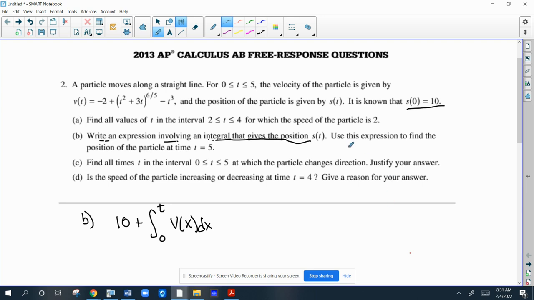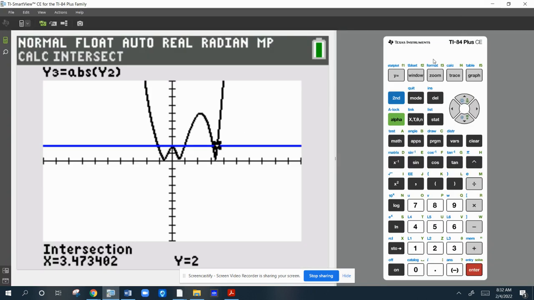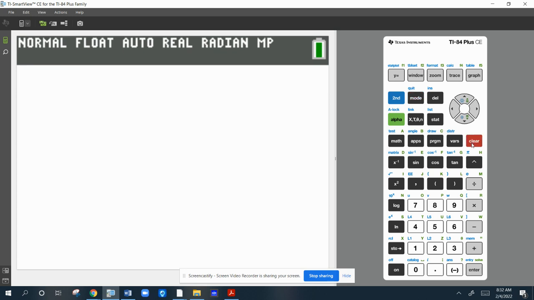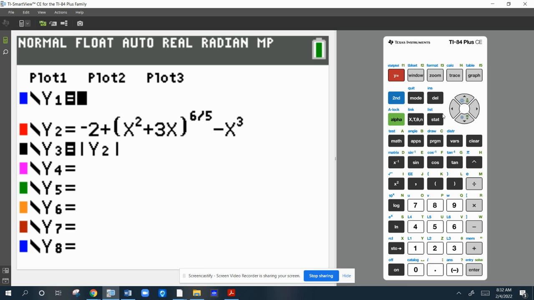It says the second part is use this expression to find the position at time equals 5. So we're just plugging in 5. And this is a calculator question. So I'm going to go to my calculator. I'm going to clear all this because I'm going to use the answer in my calculate screen. You'll see that in a second.